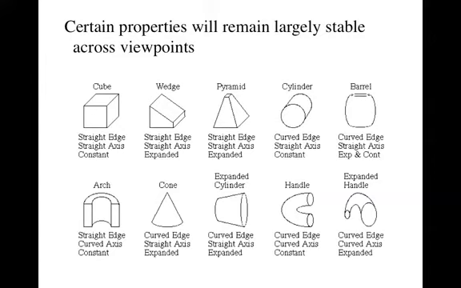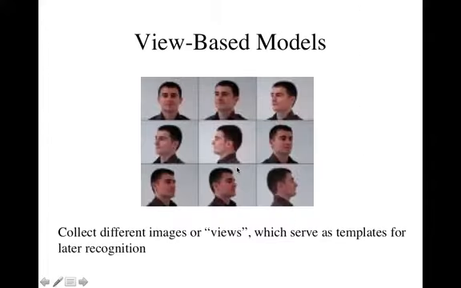What is special about these geons is, again, that they can be recognized from various viewpoints because there are certain properties, certain features, which remain stable across changes in viewpoint. So, for instance, this kind of cube is always going to have a straight edge and a straight axis, which is always going to be present regardless of which viewpoint you view it from, and so on and so forth for all these different kinds of geons.